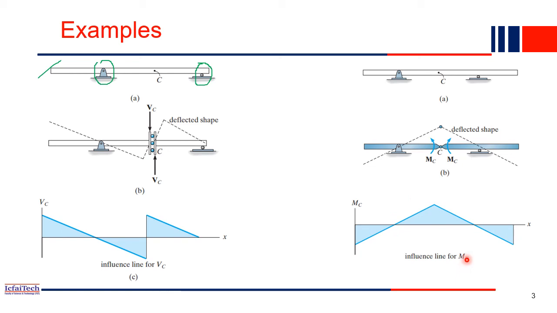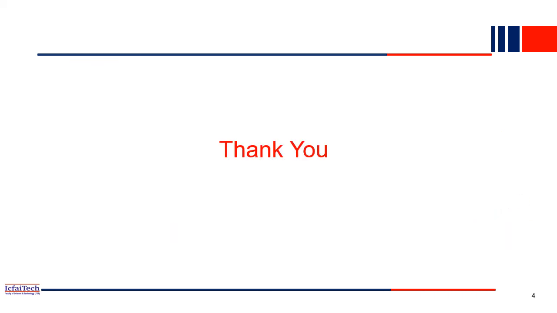Using this Muller-Breslau principle, we can very quickly draw the influence line diagram at any point in a structure. But if you want to get the values, then we have to employ the original method we discussed in the last lecture. If the question asks just to draw the shape of the influence line diagram, then using this principle you can very quickly draw it. Thank you so much.